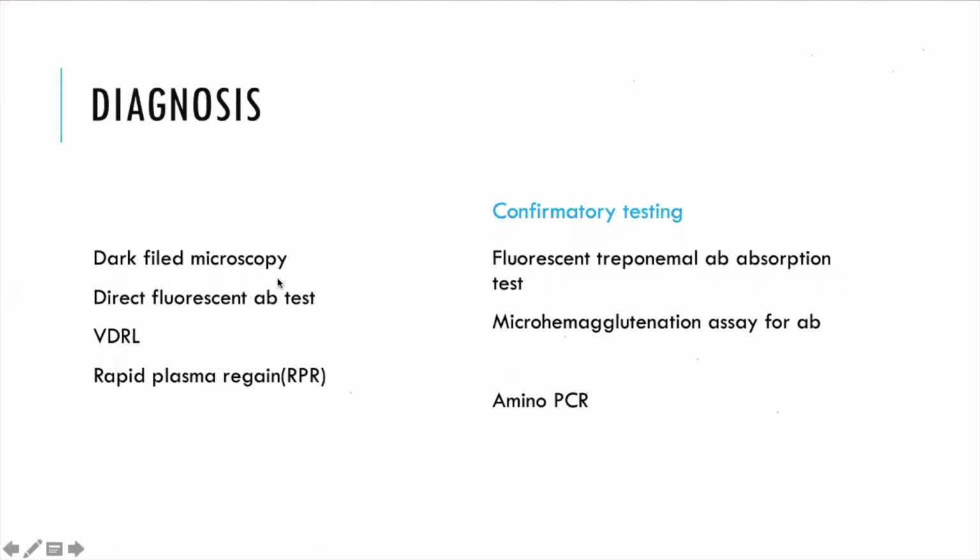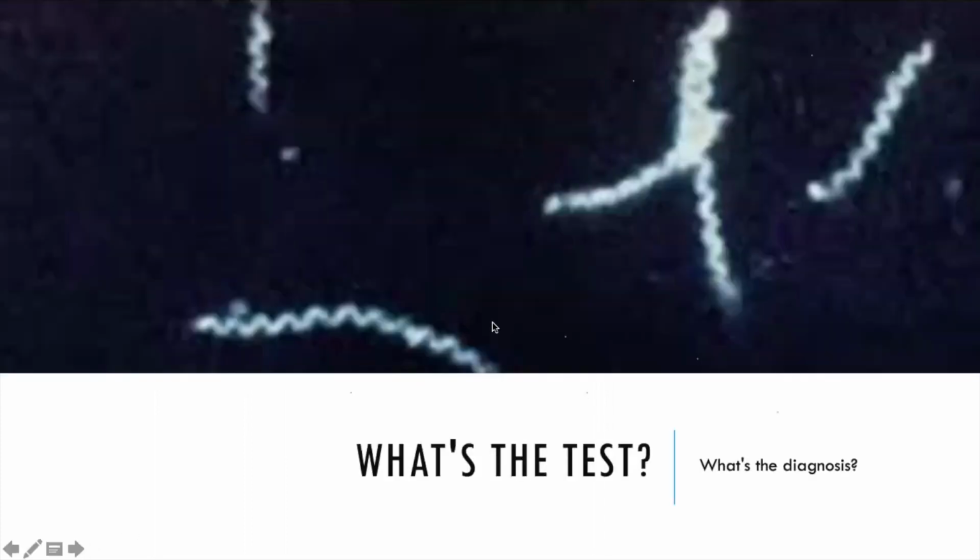The diagnosis usually is with dark field microscopy, direct fluorescent antibody testing, VDRL, rapid plasma reagin test. Confirmatory tests are the fluorescent treponemal antibody absorption test, microhemagglutination assay for antibodies, and amniocentesis for PCR. They always love this question: what is the test? Of course this is dark field microscopy. What is the diagnosis? Syphilis.